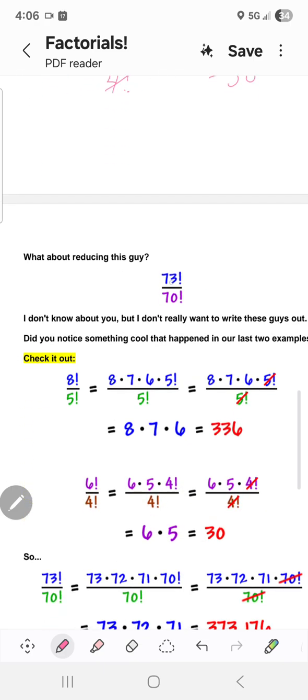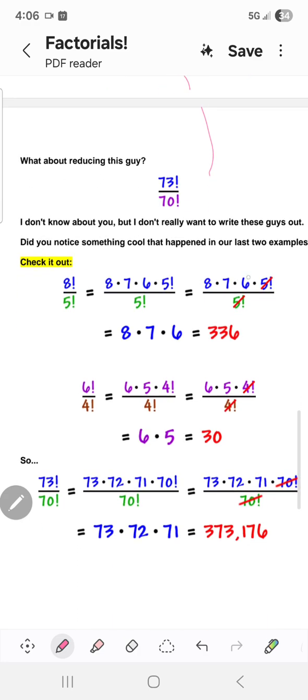What about this one, right? 73 factorial over 70 factorial. I don't want to write them all out. What I want to do is use that trick that we just talked about. This right here just explains the trick, right? Instead of writing all of this 5 all the way down and 5 all the way down, we notice that 5, 4, 3, 2, 1 is 5 factorial. And so we could cancel and we got the answer.